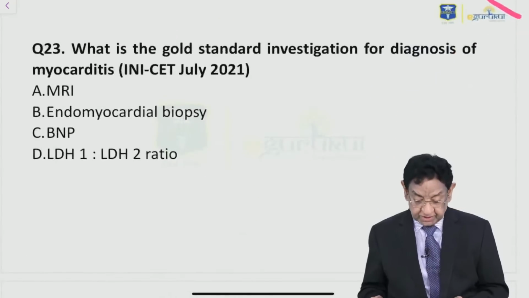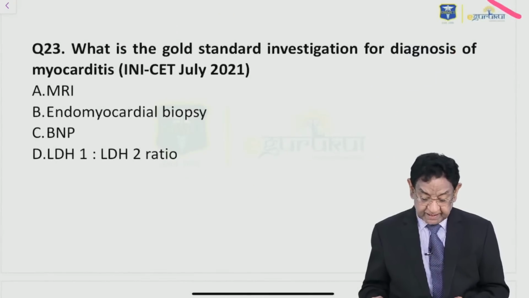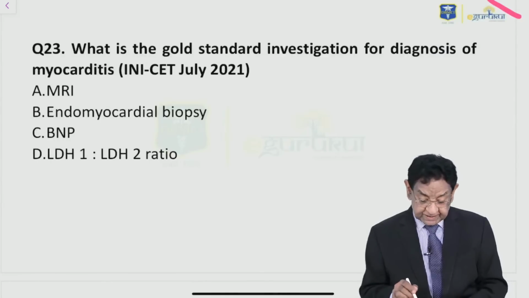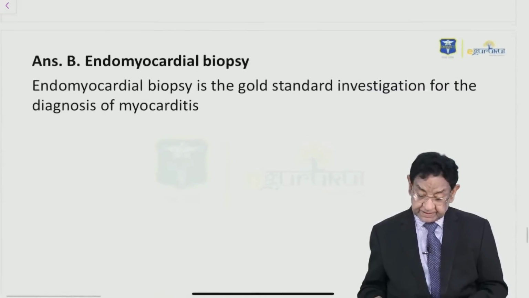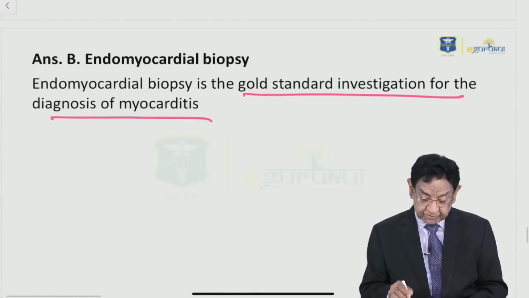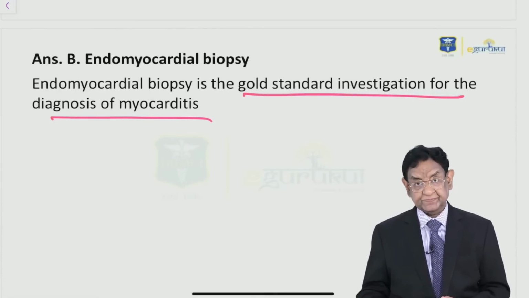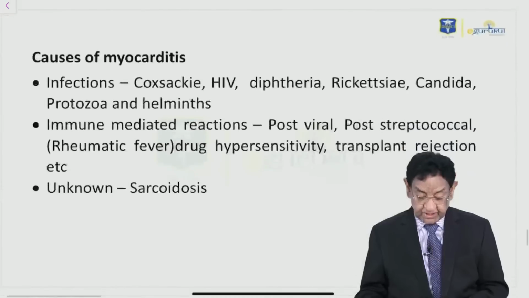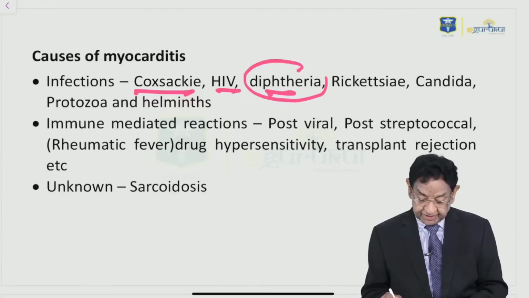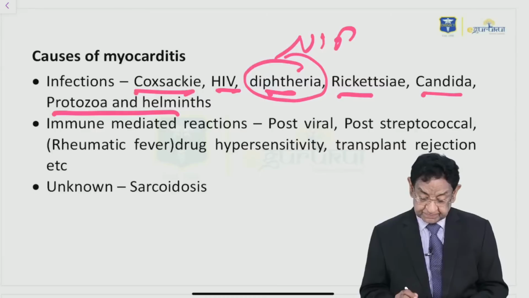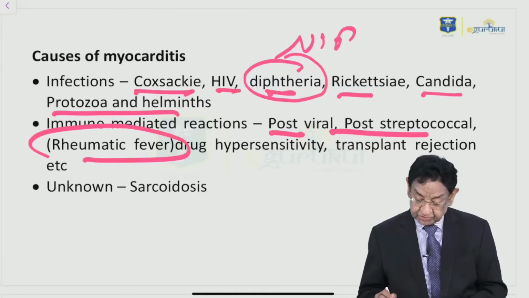Question 23. Gold standard investigation to diagnose myocarditis. Well, the answer is biopsy. It's the gold standard investigation for the diagnosis of myocarditis. What are the causes of myocarditis? It can be infection: Coxsackie, HIV, diphtheria. This is very, very important. Rickettsia, Candida, protozoa, helminths. Immune: post-viral, post-streptococcal, that is rheumatic fever, everybody knows.